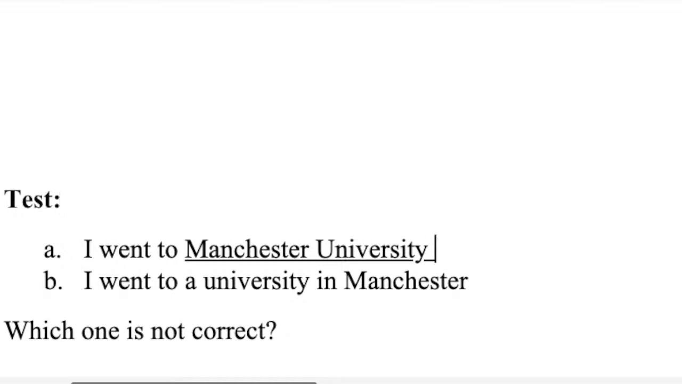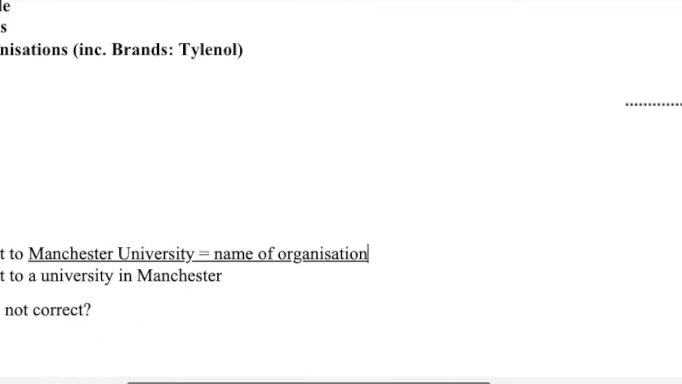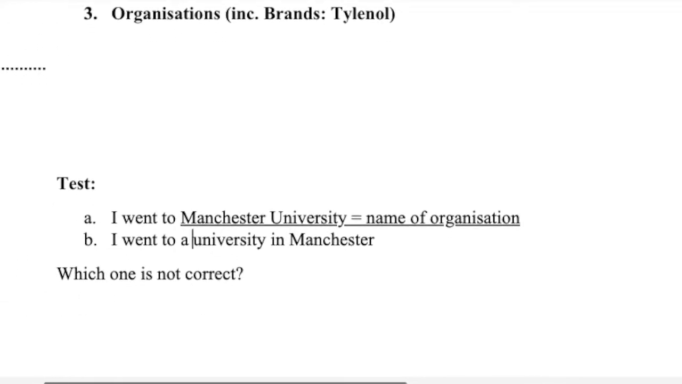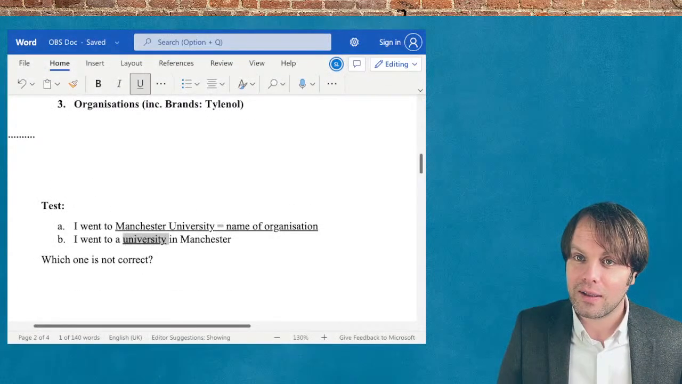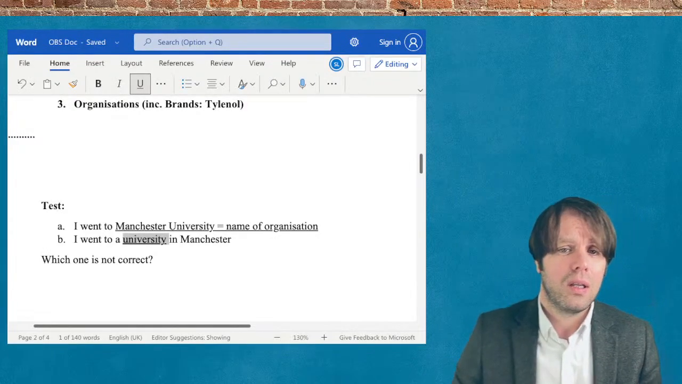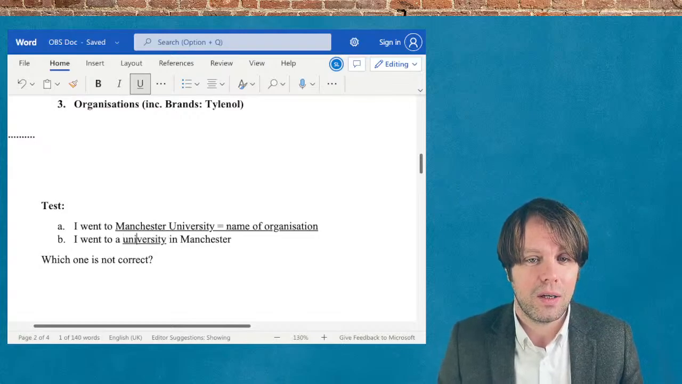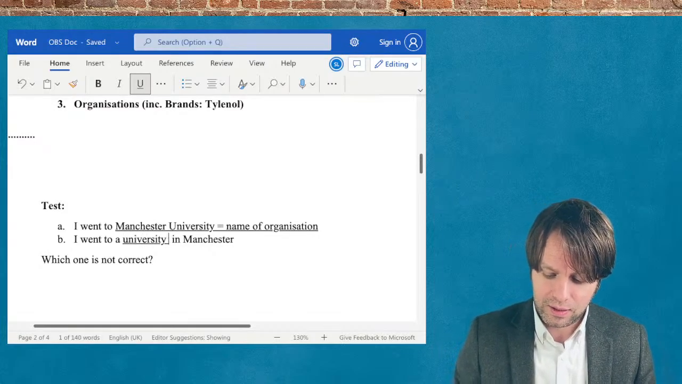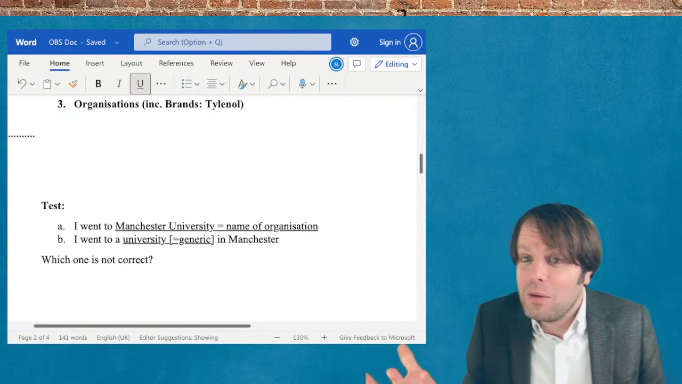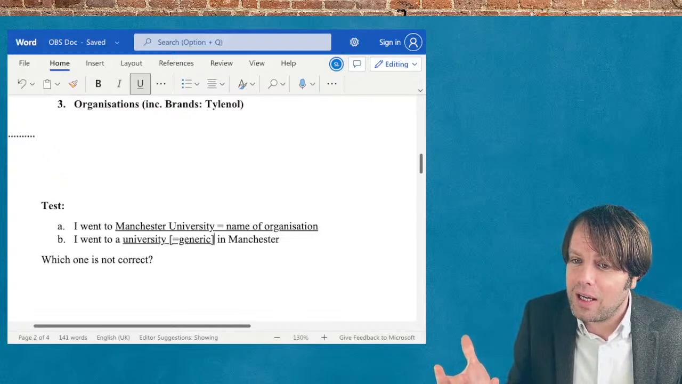Okay, so I went to Manchester University is a name of organization. I need to zoom out my screen so we can see a bit more, okay? In this case, why is this not the name of the organization? It's not, is it? The name is not University in Manchester. This is the generic term, right? Does everyone see that this is generic? We're just saying our university, it's not a name, all right?